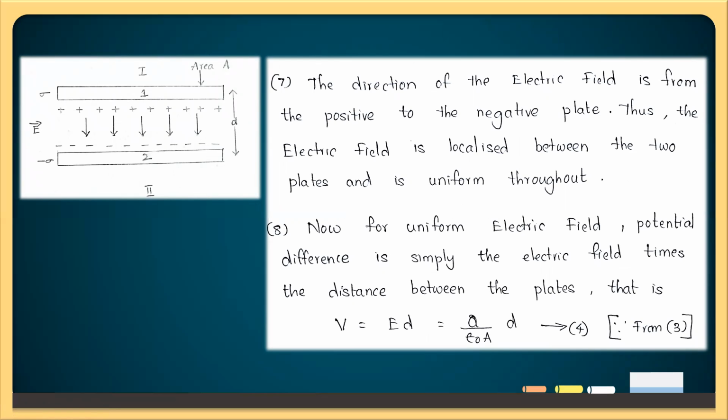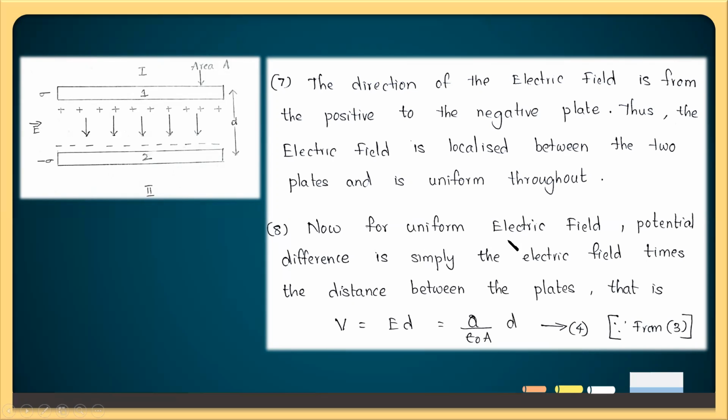Then we see here the direction of the electric field is from the positive to the negative. Clearly you can see the direction of the electric field is from positive to negative plate. Therefore, electric field is localized between the two plates and it is uniform throughout this area.